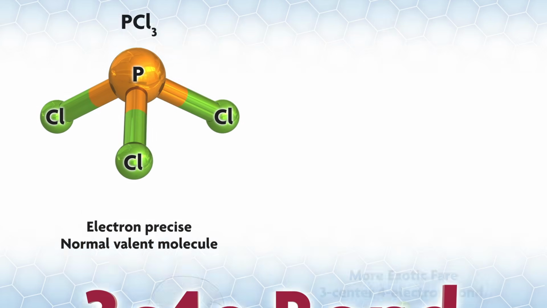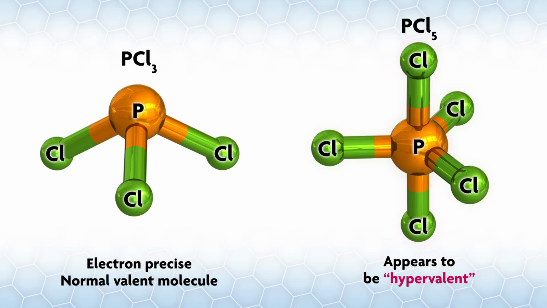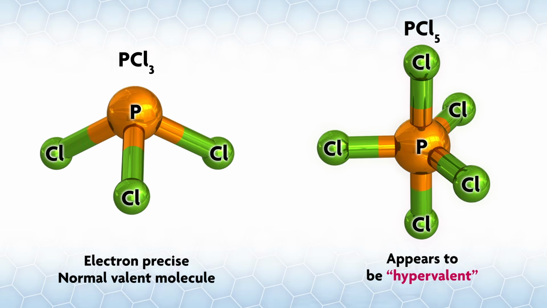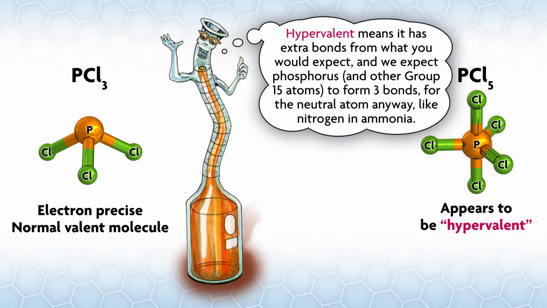Let's take PCl3, which is an electron-precise, normal valent molecule, and compare it to PCl5, which appears to be hypervalent. Valency is somewhat of a misunderstood term at times, but it literally just means the number of bonds to an atom. Hypervalent means it has extra bonds from what you would expect, and we expect phosphorus and other group 15 atoms to form 3 bonds. For the neutral atom anyway, like nitrogen and ammonia.